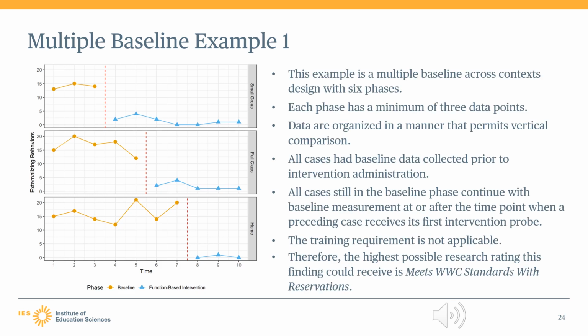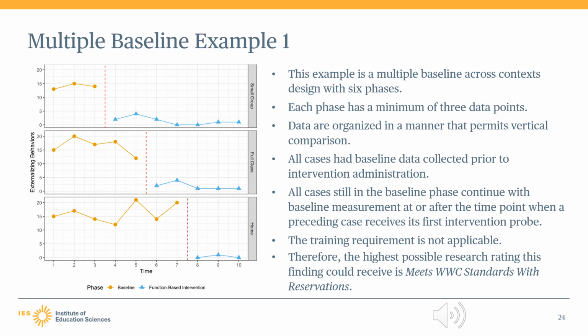First, as discussed, this is a multiple baseline design with 6 phases, split into 3 tiers each, with a baseline and intervention phase. Each phase has a minimum of 3 data points. So far, findings from the designs are potentially eligible to receive a research rating of meets WWC standards with reservations. If we then assess the 4 additional criteria, we see that first the data points are numbered in a way that should permit vertical comparison. Without textual information to contradict this, we can assume that the vertical comparison requirement is met.